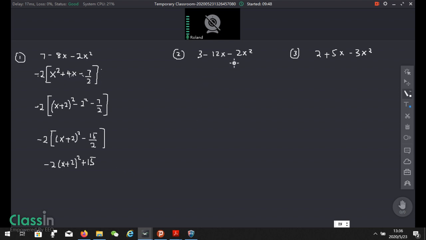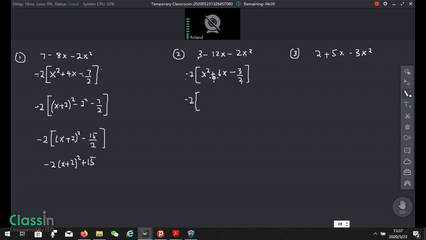We can apply the same thing here. The coefficient of x squared is not 1, it's negative 2. So we can factorize negative 2 out. If we factorize negative 2 out, this will be x squared, because negative 2 times x squared becomes negative 2x squared, and this will be positive 6x, so that when we multiply negative 2 by 6x, we have negative 12x. This is positive 3, so it must be negative 3 over 2, so that when we open the bracket and multiply negative 2 by negative 3 over 2, we get positive 3.